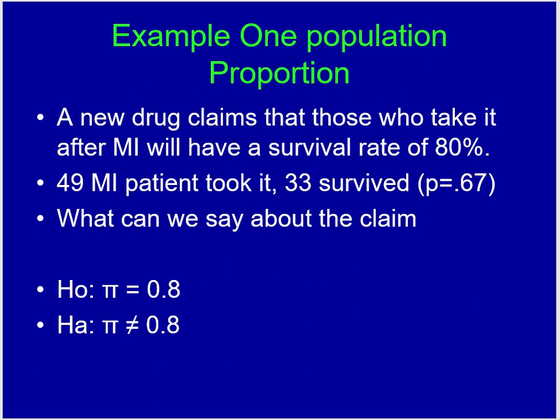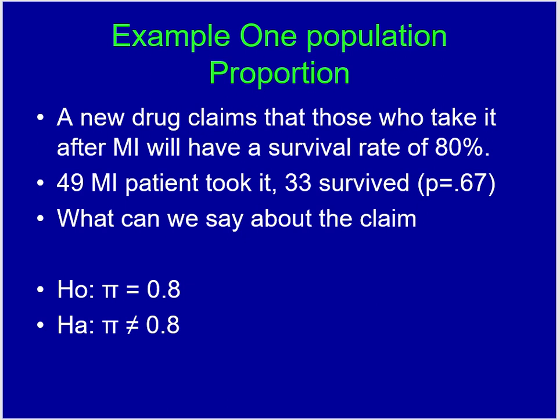So the claim was 80%. We observed in the sample 67%. I hope by now you realize that just because your sample statistic is 67%, it doesn't mean that the parameter is 67%. By now you understand that even if the parameter is 80%, you may get a sample with the statistic of 67%. But the question is, how likely is that to occur? And therefore, this is the whole idea of testing hypothesis. All right? So we're going to follow the 7 steps that we have covered before.